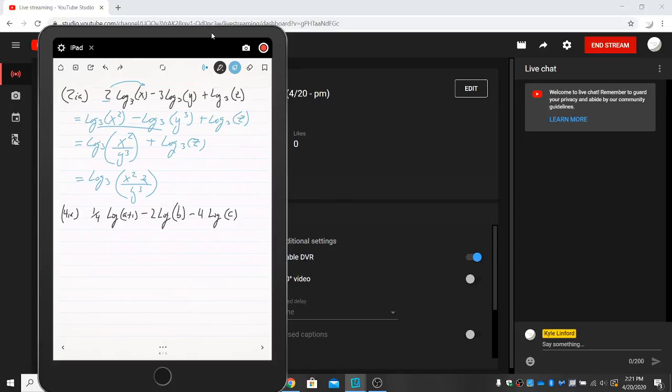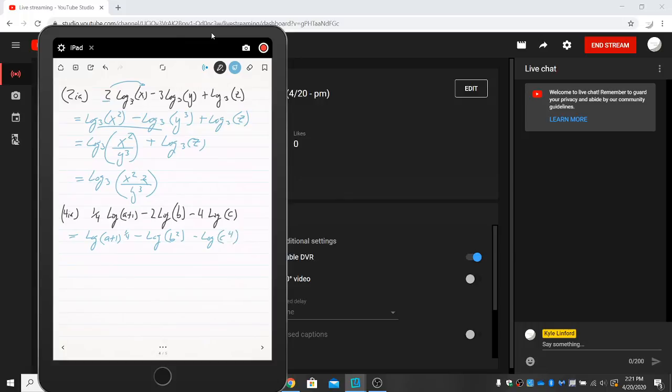Let's try the next problem. This one is going to be a little different. We're dealing with fraction values and whole numbers. Well, nothing different with that. All you've got to do is the same process as before. So let's go ahead and take log of a plus 1, and let's raise that to the 1/4 power. And then I'm going to do the same thing for b to make it b squared, and the same thing for c to make it c to the 4th power.